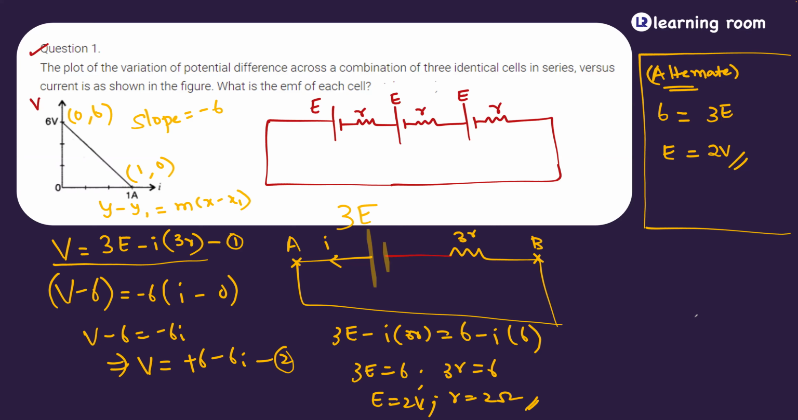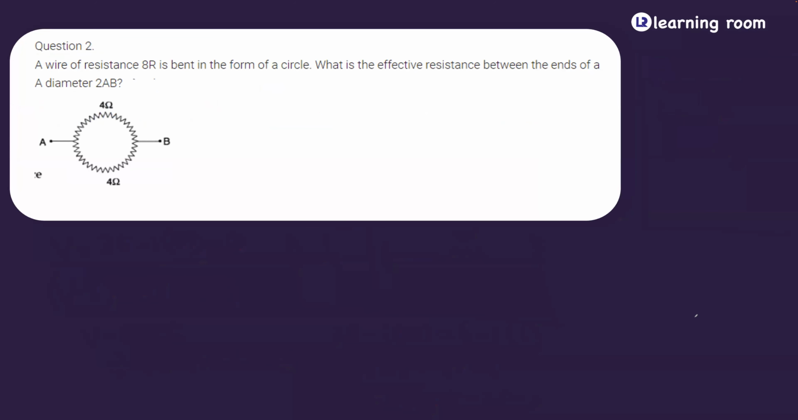Are you done writing? Okay. Keep trying this problem. Wait. See, this is 8R. What is the effective resistance between the ends of the diameter AB? Okay, this is the question. So there is a wire of resistance 8R which is bent in the form of a circle. What is the effective resistance between the ends of the diameter AB?